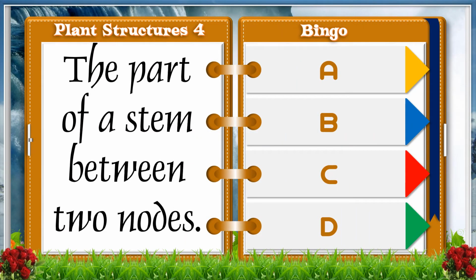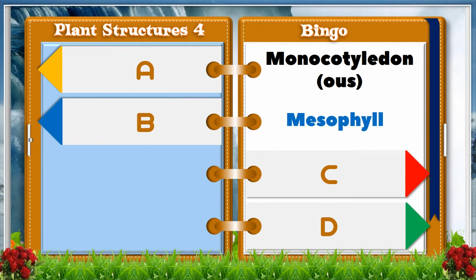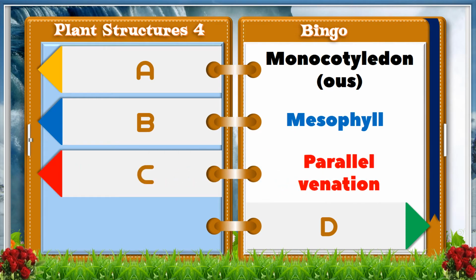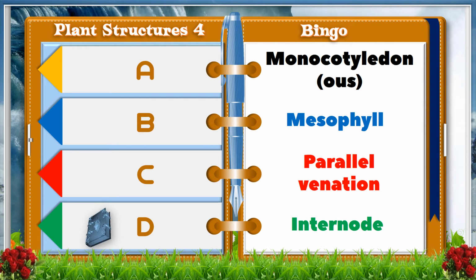The part of a stem between two nodes. A. Monocotyledonous. B. Mesophyll. C. Parallel venation. D. Internode. And the answer is D. Internode.